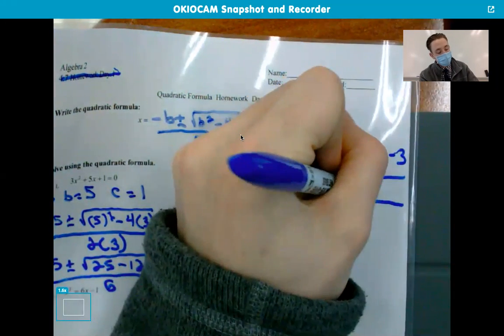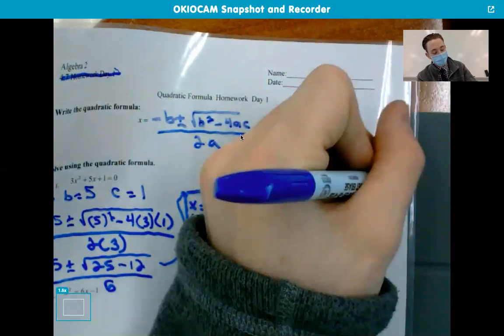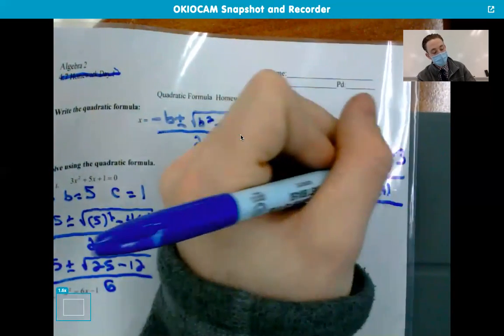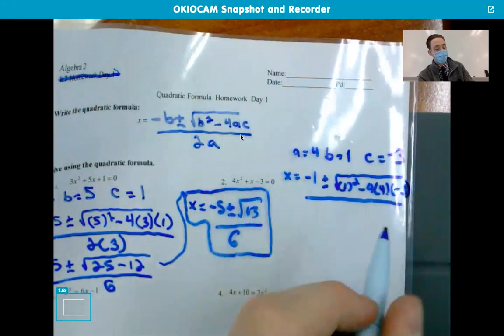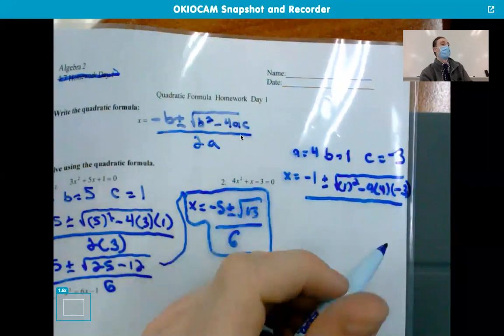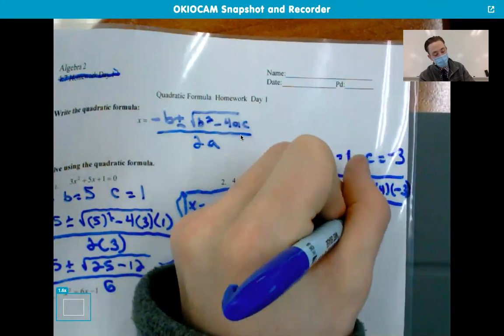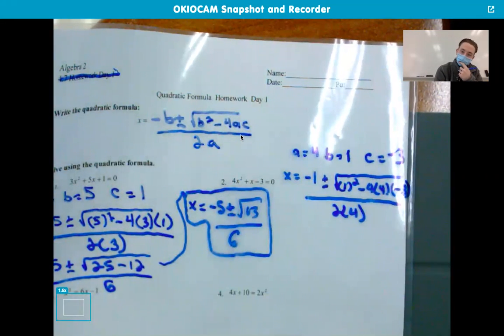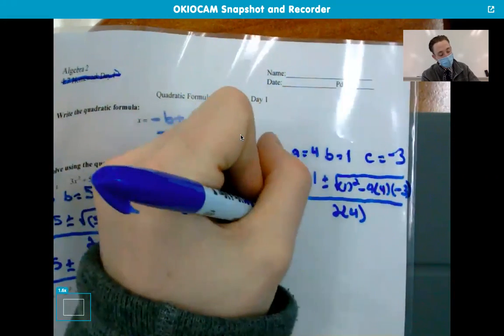One squared minus 4 times 4 times negative 1. 4 times 4 times negative 3, right? 4ac, and then all over, we'll go in the denominator, Emma. 2 times 4. Good. So I have x equals negative 1 plus or minus the square root of 1 squared minus 4 times positive 4 times negative 3 over 2 times 4.